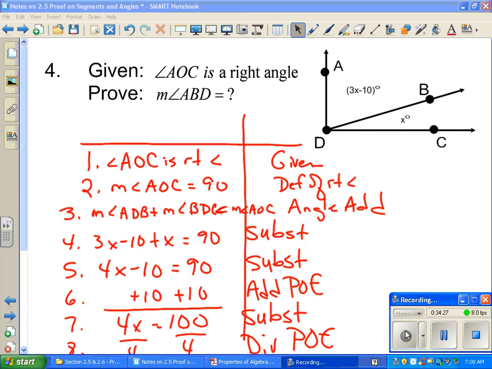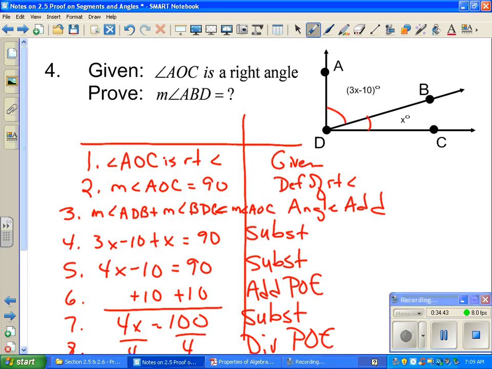Okay, so in this proof we stated the given that angle AOC is a right angle. So that tells us, in the definition of the right angle, that the angle is 90 degrees. But we also have a picture which has two angles inside of that 90-degree angle. We have these two parts. So we want to add those together and make the whole angle. So that's what I did in the next part.